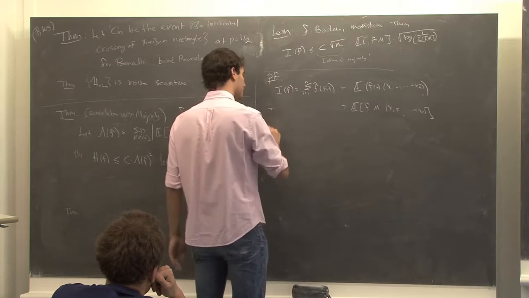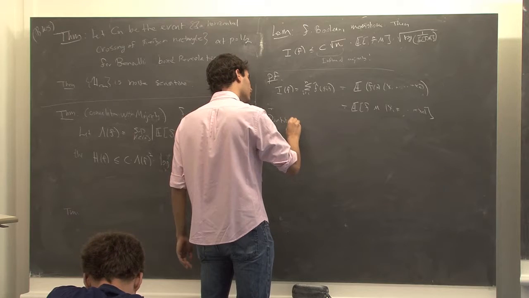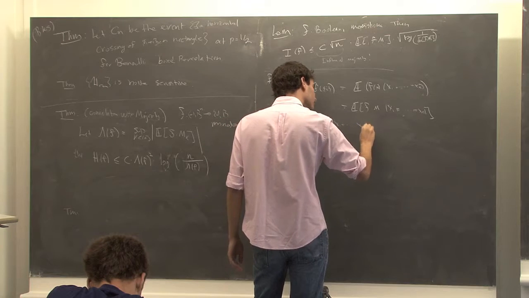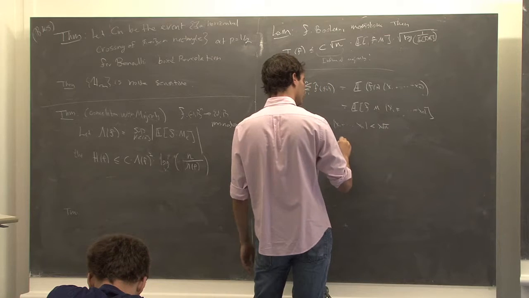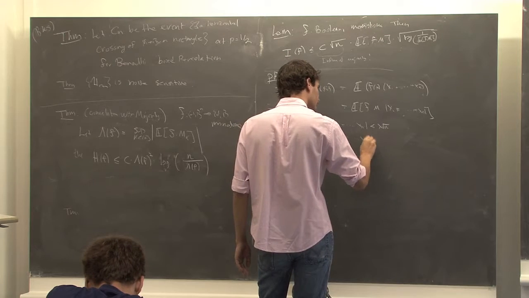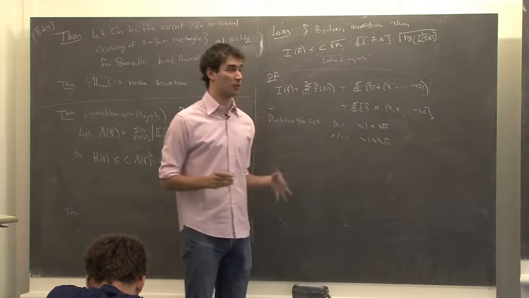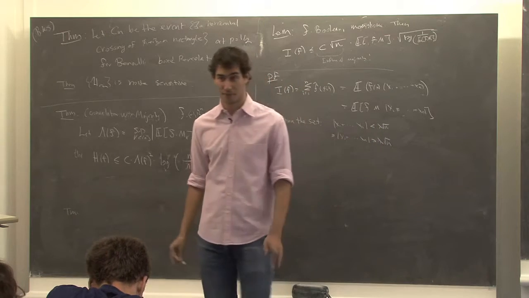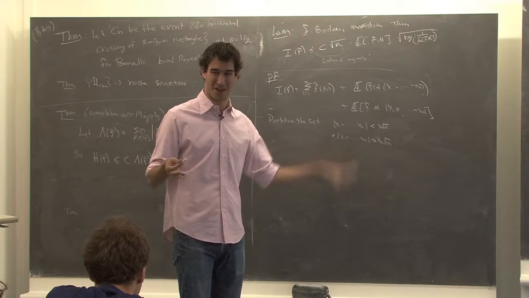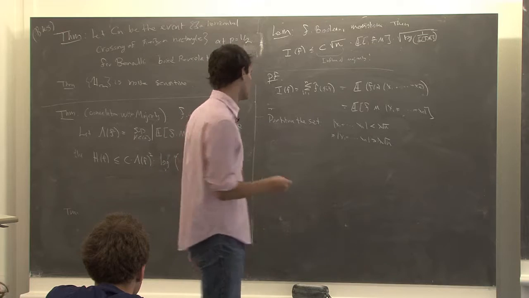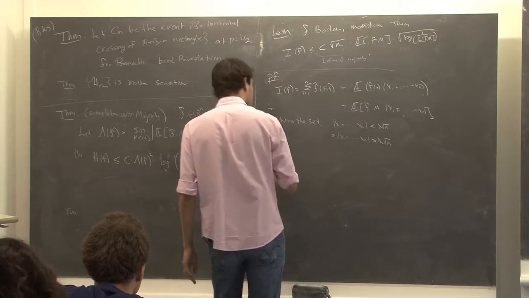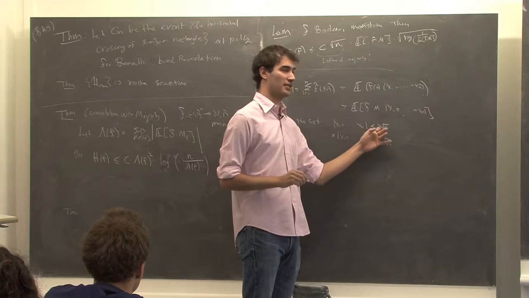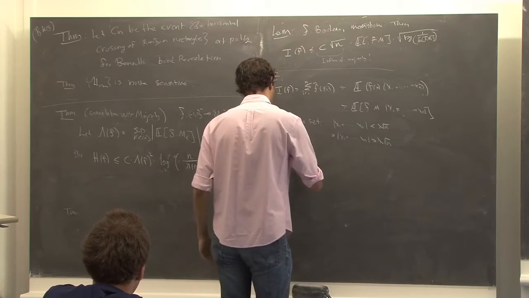Okay, let's partition. So I'm going to look over two possible sets. The sets at which this is smaller than lambda square root of n, and larger than lambda square root of n. Central limit theorem, obviously, this is the right scaling here, right? And this is complete equality. Actually, I'm going to make it an inequality. For now, let's look at this over this set. Whatever this is, it's bounded by lambda square root of n. So I get lambda square root of n.